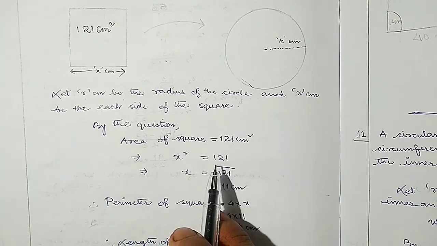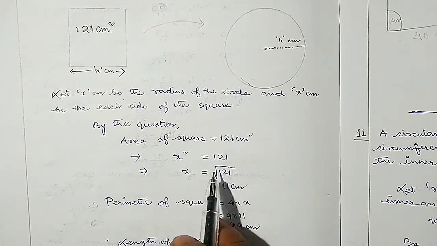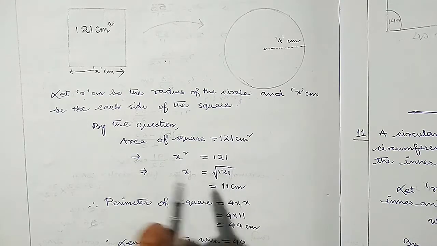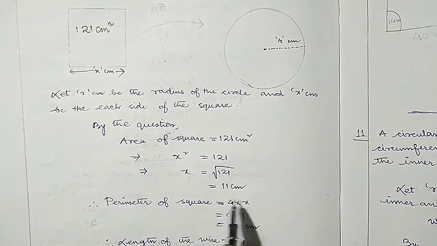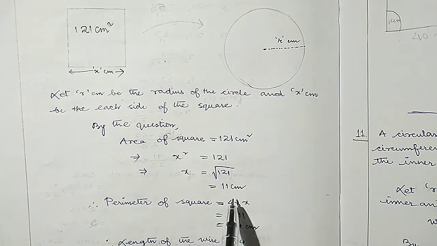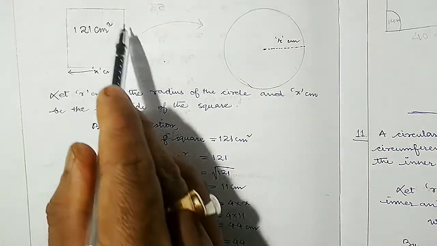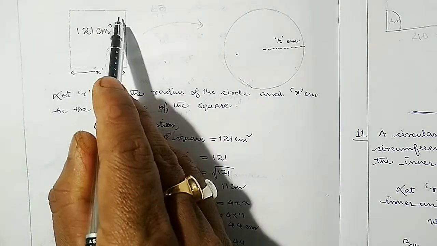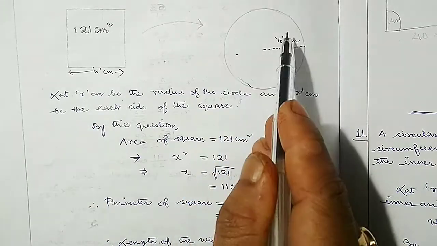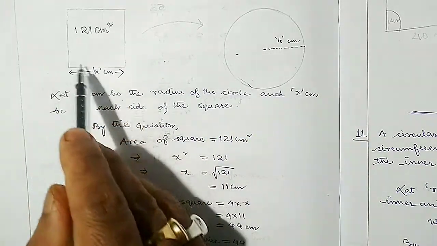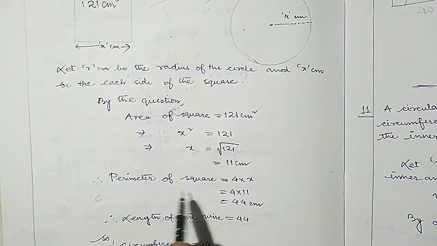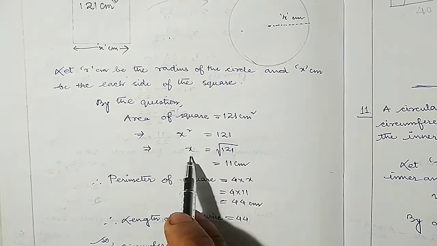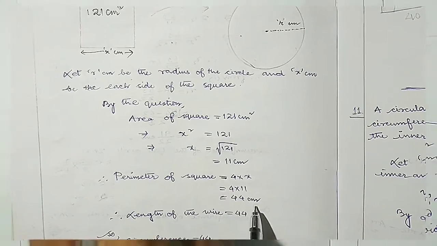So x square equal to 121. Therefore x equal to root over 121 and root over 121 is 11. Therefore side of the square is 11 centimeter. Now as it is given, this wire is bent in the form of a circle. That means perimeter of the square must be equal to the circumference of the circle. Now we have to calculate the perimeter of the square. Now perimeter of the square is 4 into x, that is 4 into 11, because we got x equal to 11, so that is 44 centimeter.